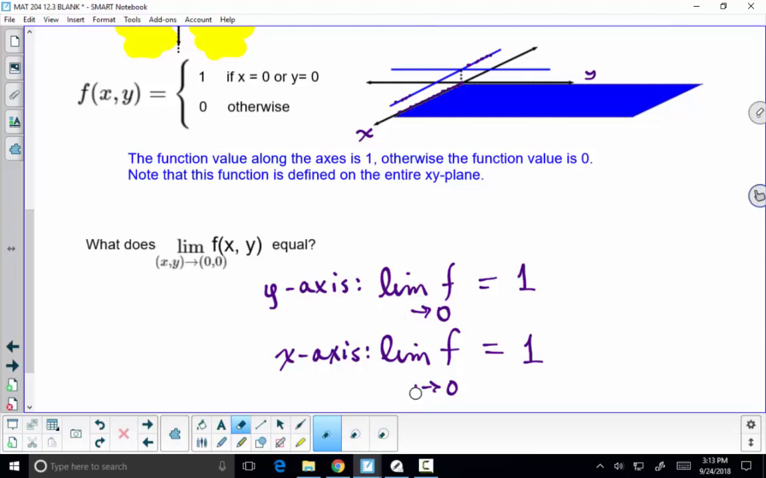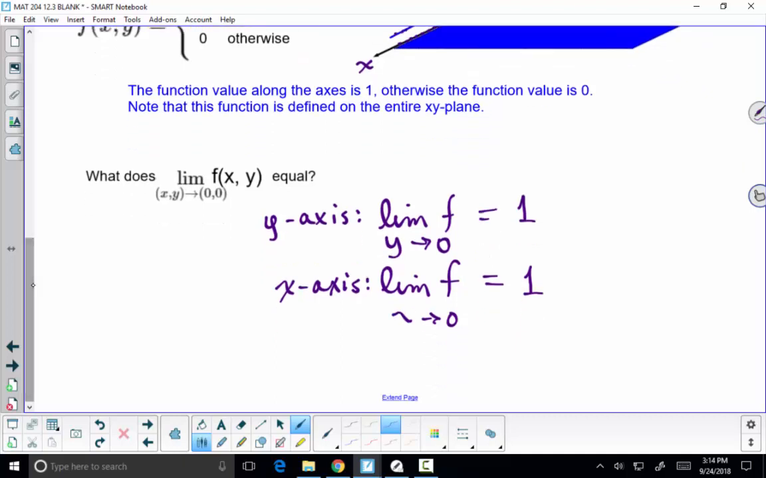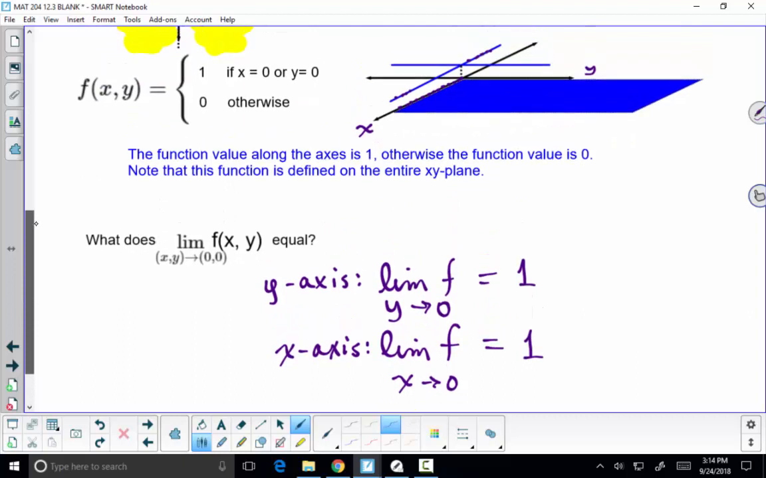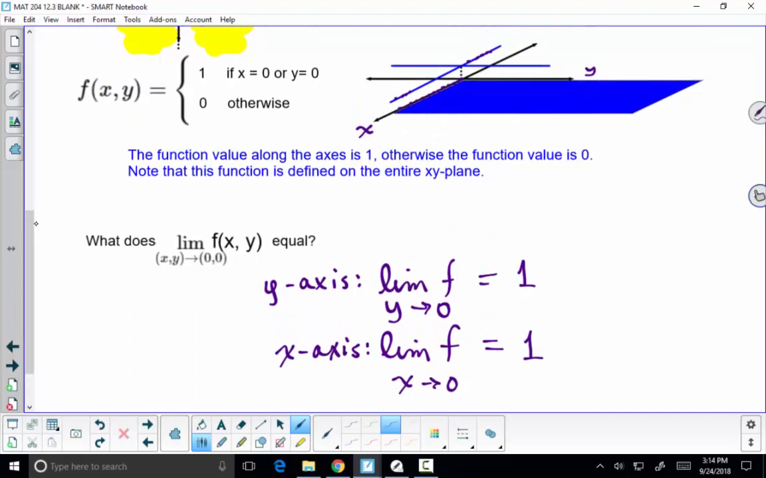Hold on one second. Let's analyze this. If we're coming along the y-axis, all the x values are set to 0. So we want to let y go to 0. So along the y-axis, it should be y going to 0. And along the x-axis, it should be x going to 0. Because on the x-axis, all the y values are 0, but we're going to let the x values get closer and closer to 0. So it should be that.